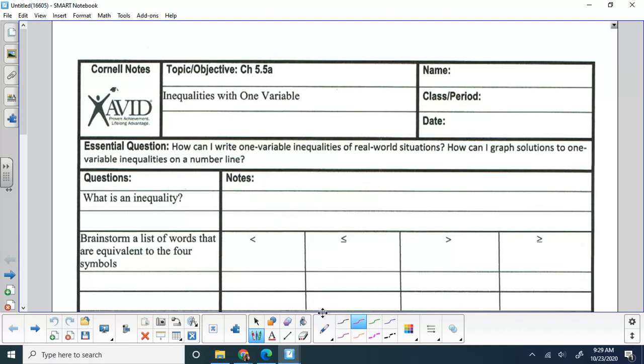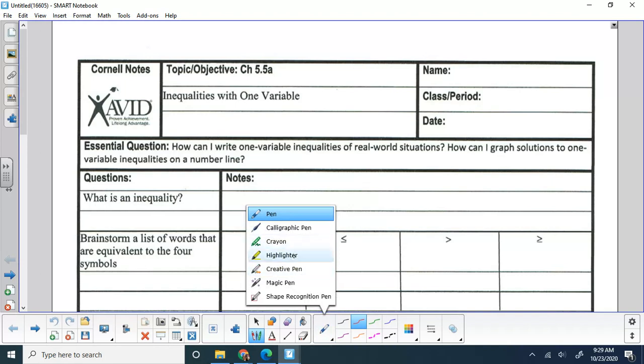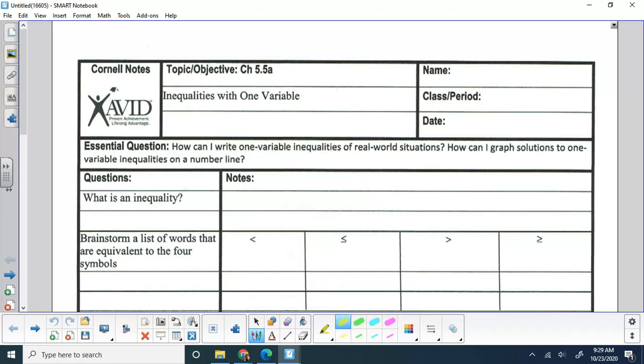Our essential question for today's focus is how can I write one variable inequalities of real world situations? You'd be surprised at how many times we use the phrase for this, but don't make the connection that it's really an inequality that we're representing. Our second essential question will be how can I graph these solutions specifically on a number line? All right, let's go ahead and get started.